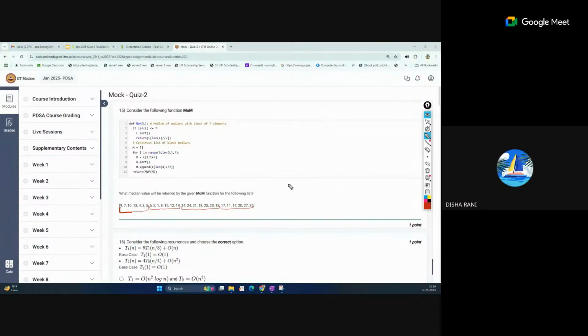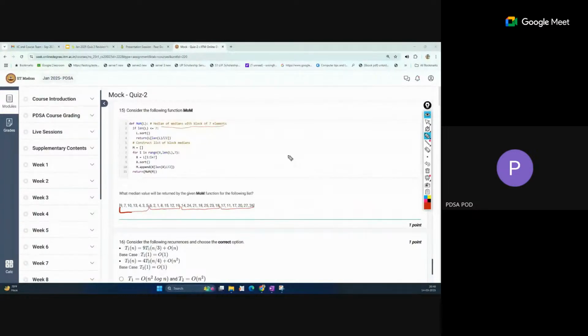Sir, why are we taking 6 elements? No, we are selecting 7, not 6. In the last block we have only 6 remaining, so we are picking 6. Okay, sir. Here it is given: median with blocks of 7 elements. So we make blocks of 7 elements, and after that we sort each block.